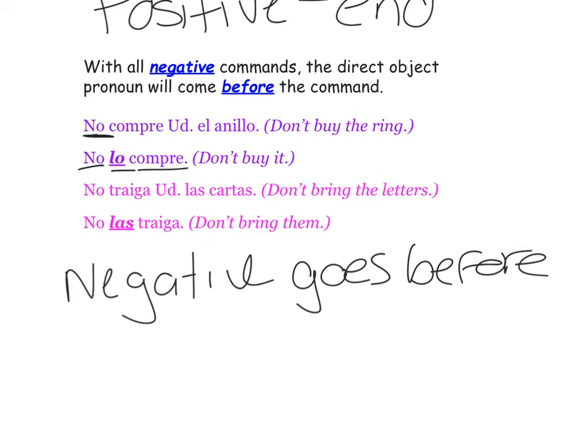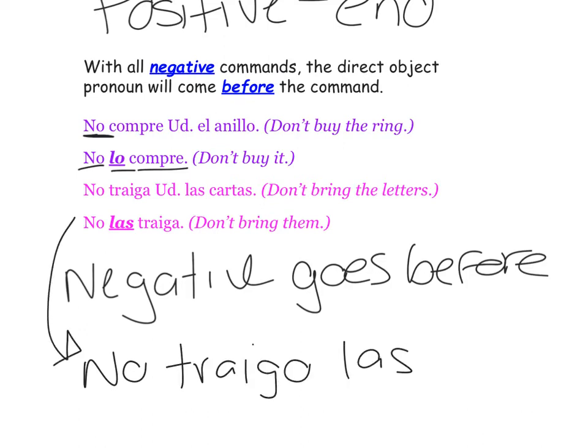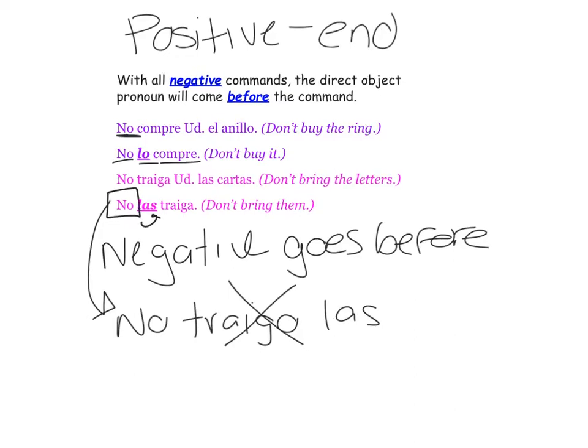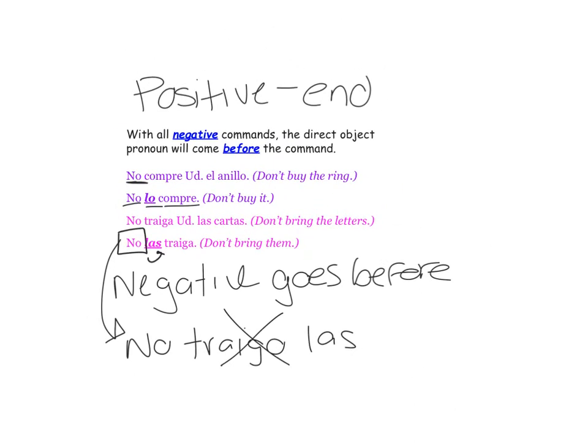So everything's going to move in front of the verb. This is important because if you put no traiga las, that would be incorrect. So for the negatives, we need to make sure you put the no, then the pronoun, then the verb, okay? So positive at the end, negative in front.